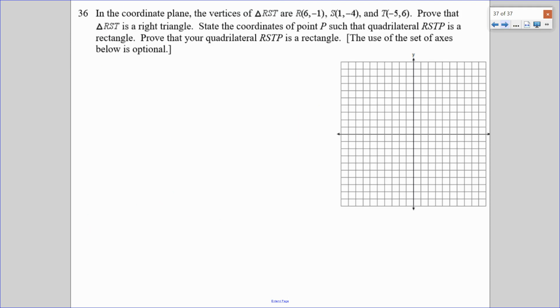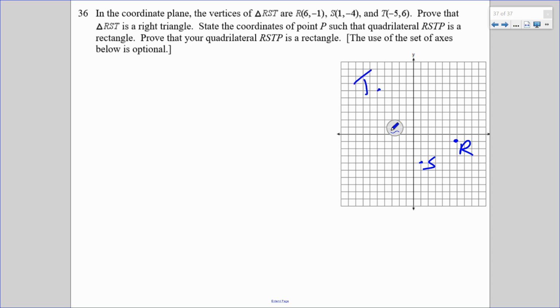I got one more question, don't I? I like this one better than 35. I actually have space to do it. In the coordinate plane, the vertices of triangle RST are R (6, -1), S (1, -4), T (-5, 6).